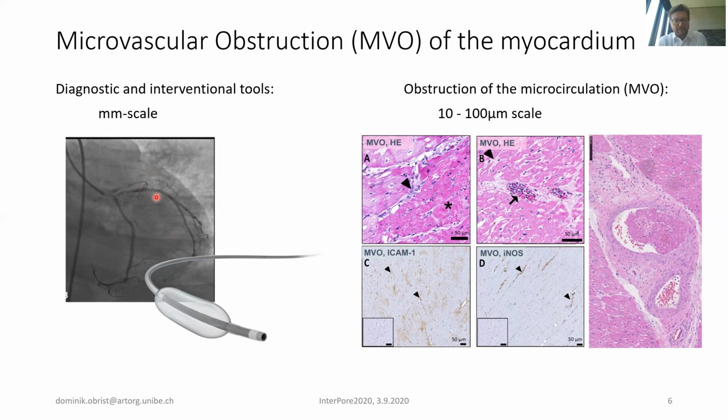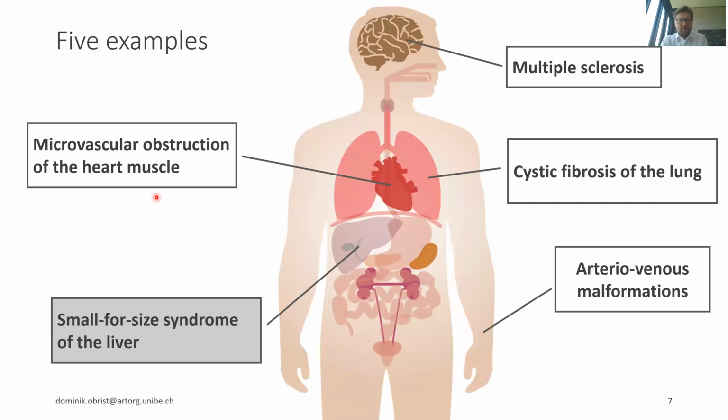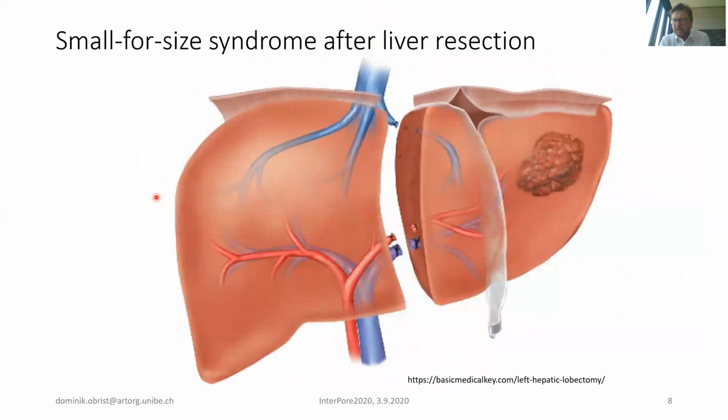But let me give you another example. Small for size syndrome of the liver. The liver is a large organ. It's heavily perfused with blood. Roughly 20% of the bloodstream going through the body is going through the liver at any given point in time.